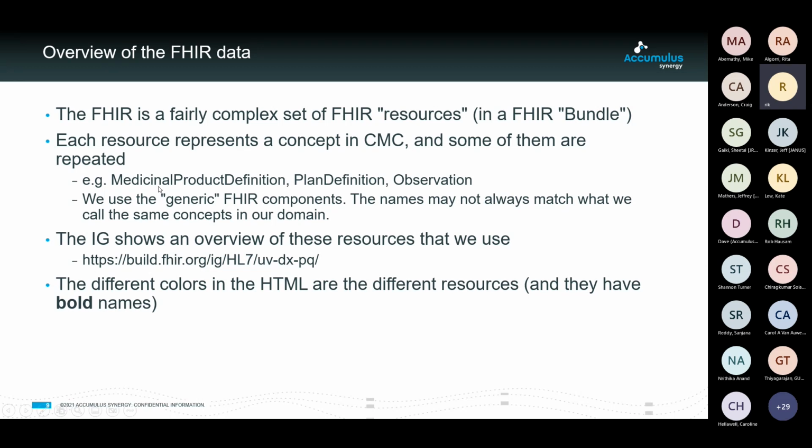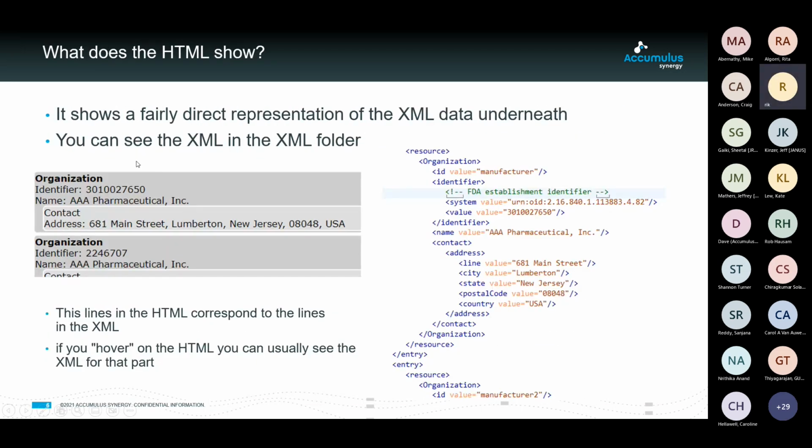Yeah, so if you want to know which resources are being used as an overview, then this link here to the IG, the implementation guide, lists them and shows the properties of them and so on. So that's a good place for an overview. And then in the HTML views, the actual resources are in different colors, and they start with the bold names. So if I just go back one slide. The reason that's in bold on this organization thing here is because it's the name of the top of this bit here. It's the resource name, and the other things not in bold are the properties within it. So the resources are your bold things.